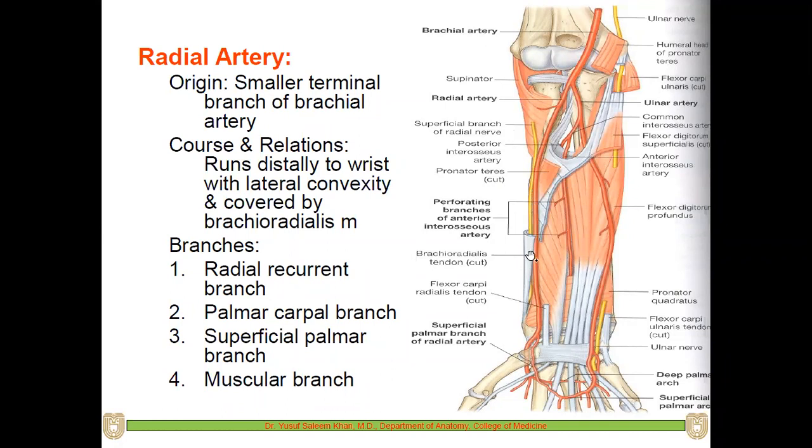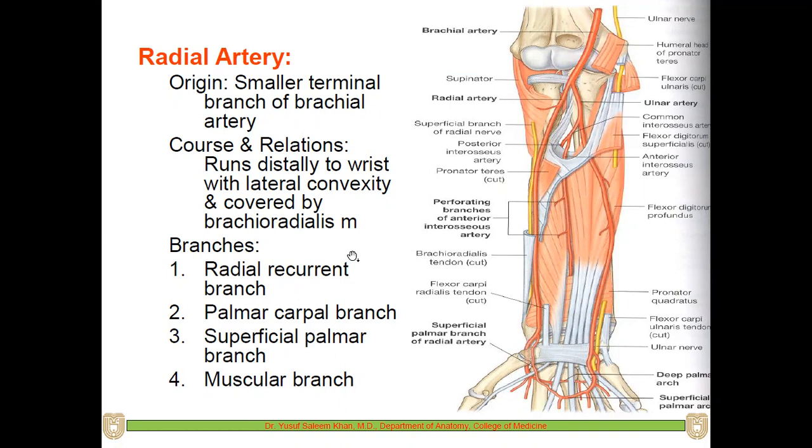Here they have shown just the tendon, but the thick muscular belly will be present, and that will be covering this whole artery. But here, for simplification, they have removed the brachioradialis muscle. If not, it will be under the brachioradialis muscle, so it will be deep here. Then it becomes superficial before it comes to the wrist joint.